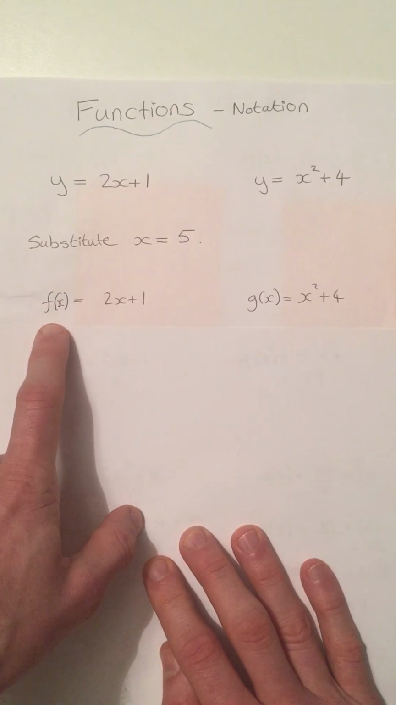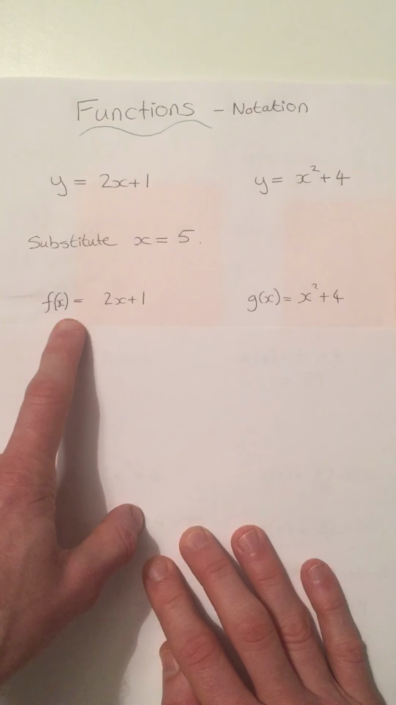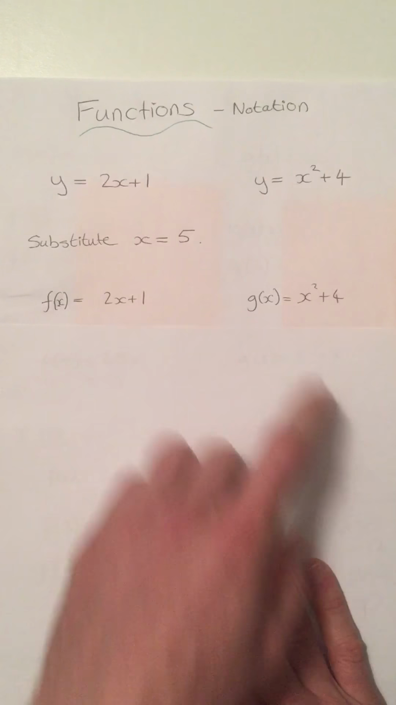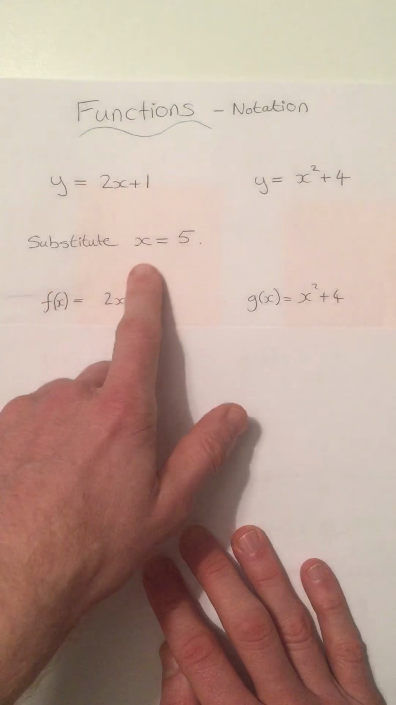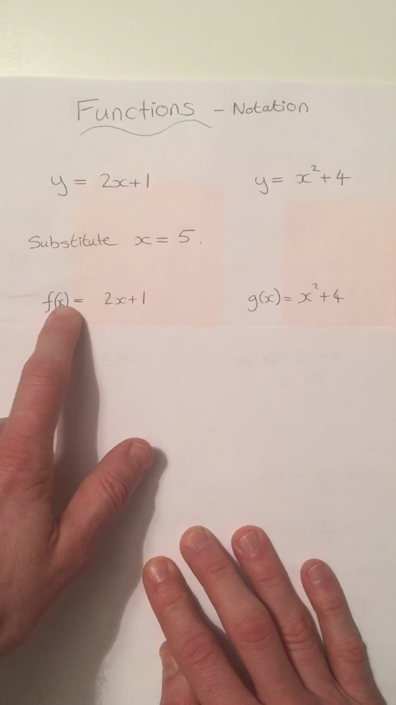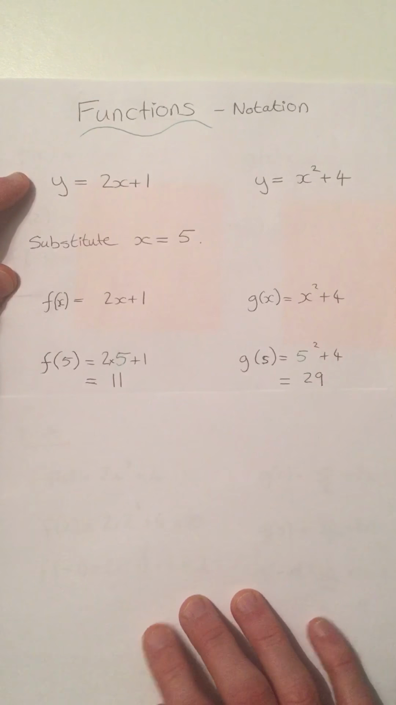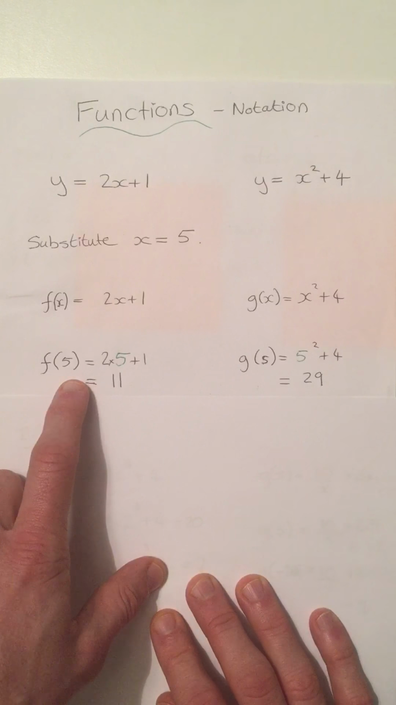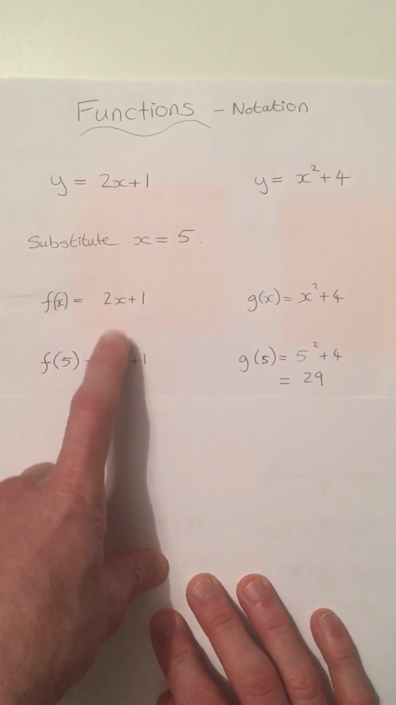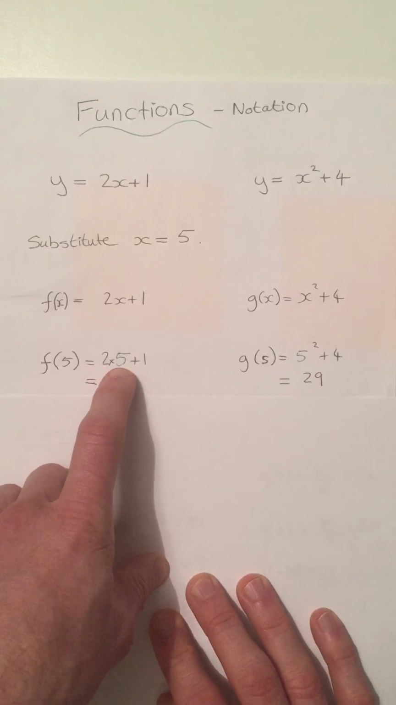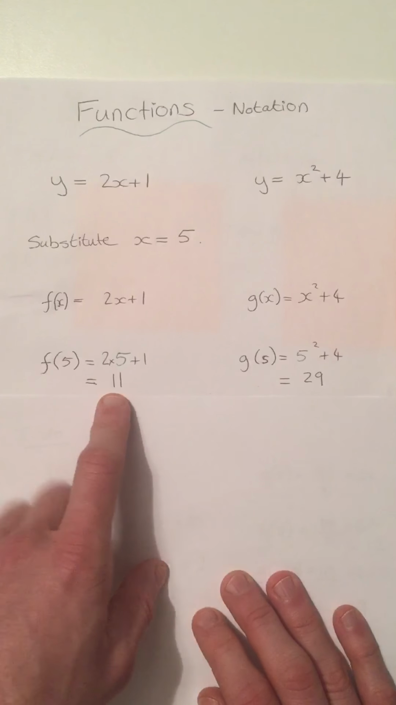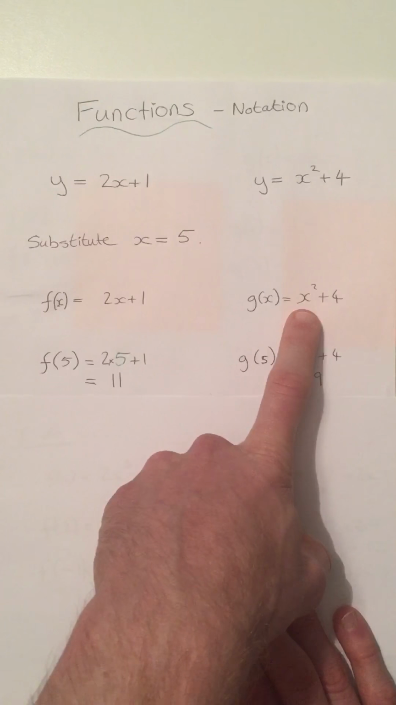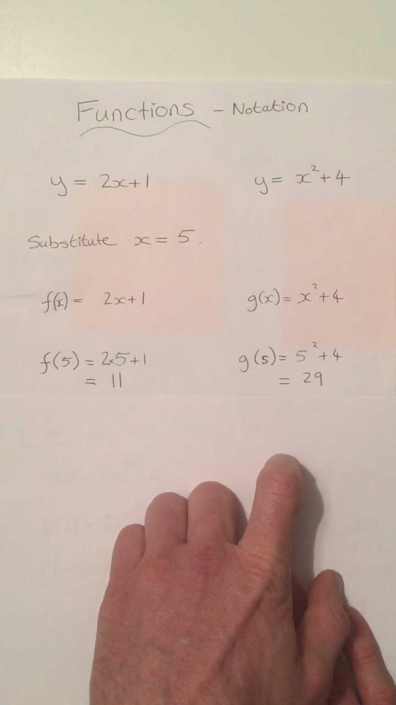The way we say this, by the way, is we say f of x, the function of x, and g of x. So if I'm now substituting x equals 5, I can put 5 here instead of the x. When I say f of 5, that means to substitute 5 into the f rule. So 2 times 5 plus 1 is 11. When I say g of 5, I substitute the 5 in here, and I get 5 squared plus 4, which is 29.